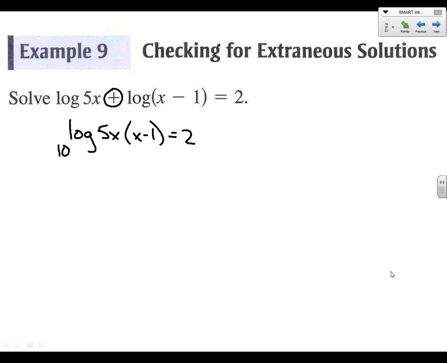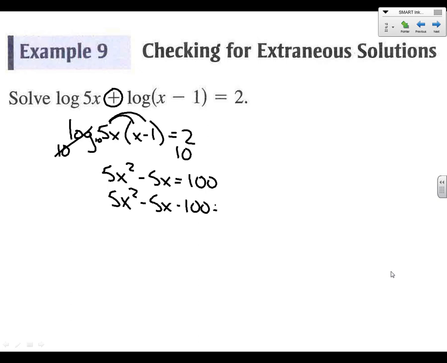We're going to get rid of log base 10, because remember there's a little 10 here, by raising everything with a base of 10. Cancel it out. We'll get 5x times x minus 1. I'm going to go ahead and distribute: 5x squared minus 5x. And what's 10 squared? Should be 100. Alright, and it's a quadratic, so let's move the 100 to the other side and solve for x. Minus 100 equals 0.